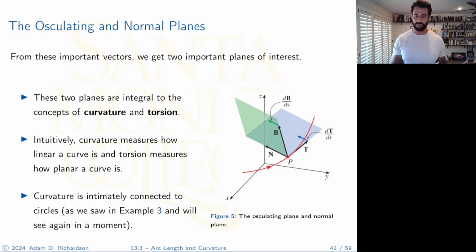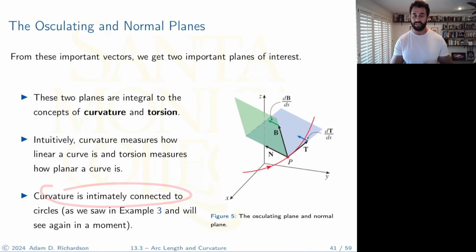We already talked about curvature. We're going to talk about torsion in just a minute, but intuitively, curvature measures how linear a curve is. Remember, if the curvature was 0, then you had a line. Torsion measures how planar a curve is. If your curve is not twisting up out of the osculating plane as you move around, then it's not very twisty, so there's not a lot of torsion. That's what we're using these two for, curvature and torsion.